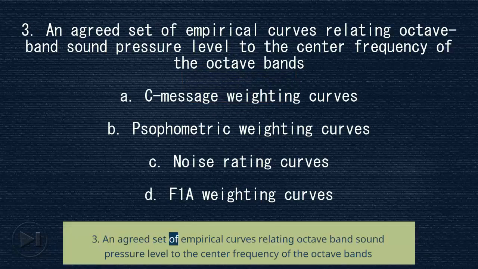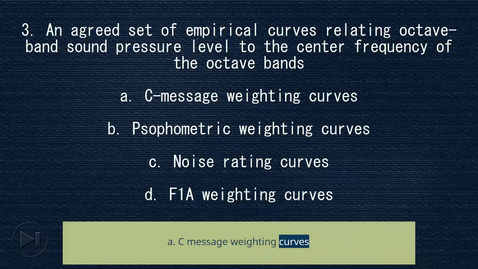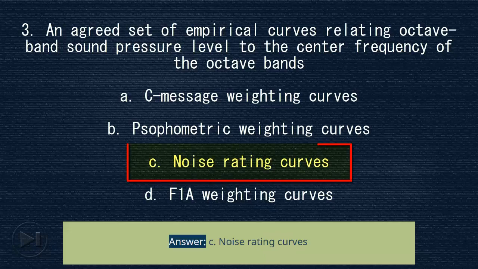3. An agreed set of empirical curves relating octave band sound pressure level to the center frequency of the octave bands. A. C-message weighting curves. B. Cephalometric weighting curves. C. Noise rating curves. D. F1A weighting curves. Answer: C. Noise rating curves.